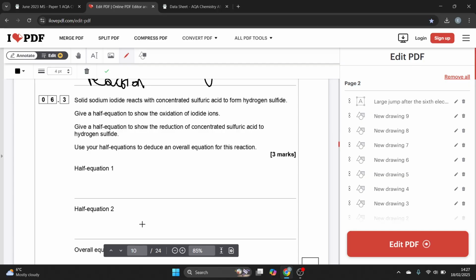Give a half equation to show the oxidation of iodine. So iodine is I minus, and I'm going to iodine. I need a 2 here, and I need a 2 here.